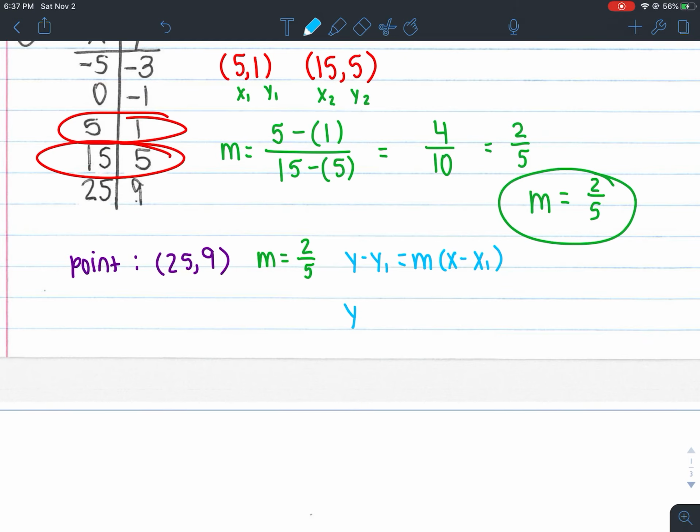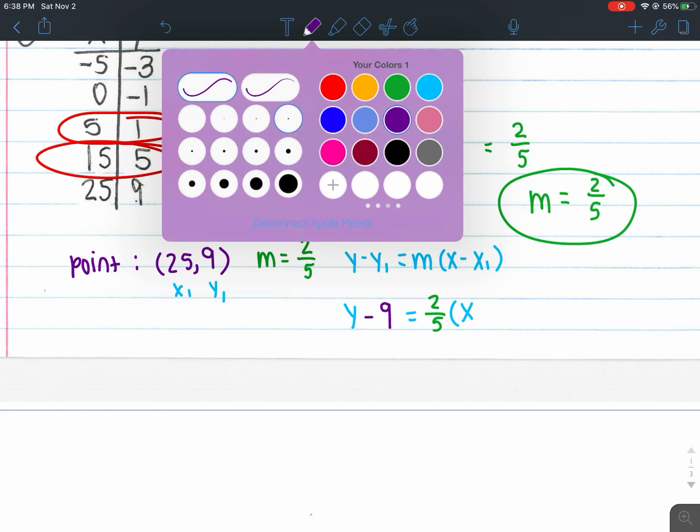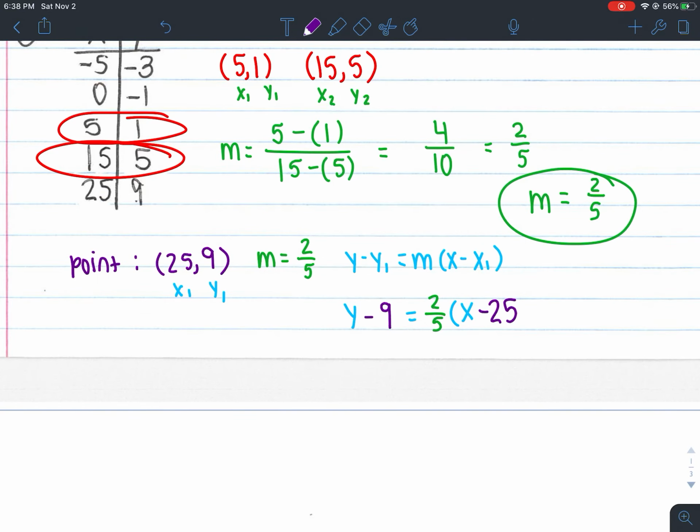So I'm going to start off. I have y, and then I need to plug in my y1. Well, my y1 here is going to be 9. It's a positive 9, but when I plug it in, it's going to be negative 9. Equals my m. Well, my m is going to be 2/5, because that's what I solved for, right? I plugged in 2/5 for my m here. Parentheses x, and then my x1, which is 25. It's positive 25, so when I plug it in, it'll be negative 25.